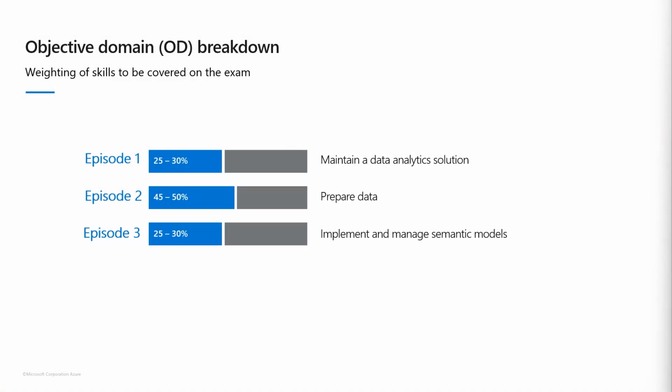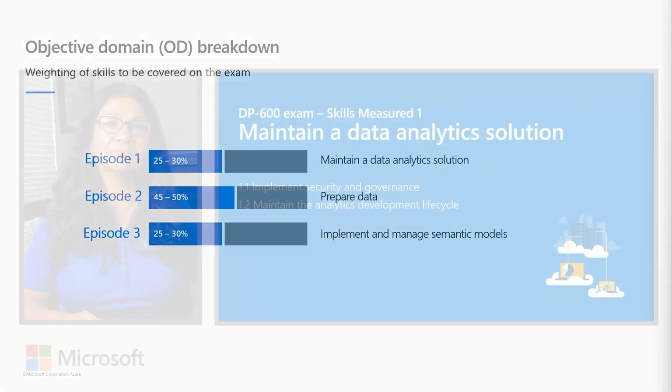In this series, each episode will cover one of the three groups in the objective domain. For DP600, these groups are maintain a data analytics solution, prepare data, and implement and manage semantic models. Each group has a specific weight indicating the percentage of questions that will come from each area on the exam. Currently, episode 2 is the most heavily weighted section, so you may consider focusing more of your study time there. However, to pass the exam, you will need to be familiar with all the skills in all the groups.